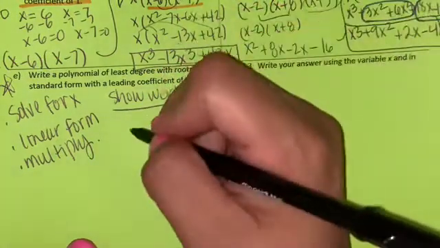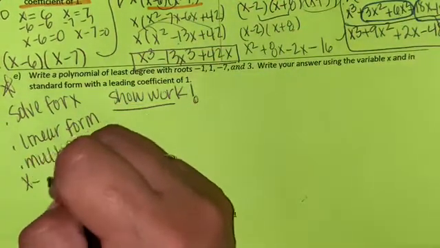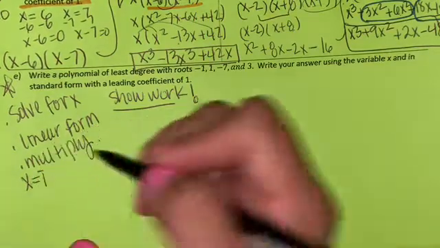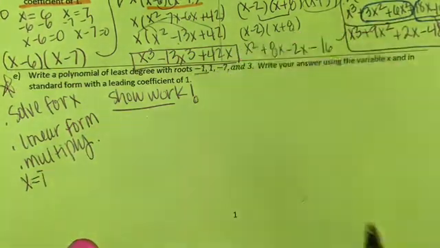From here, it's going to be x minus 1, or x equals negative 1, right? Let me highlight that.